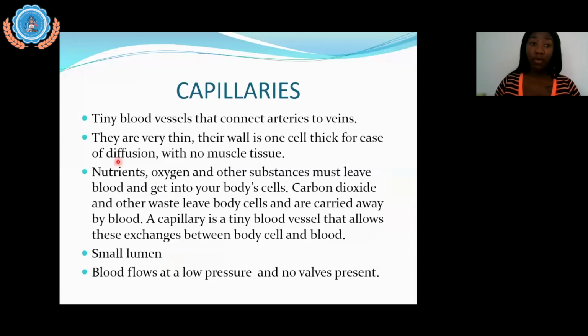So the third one are capillaries. Capillaries are tiny blood vessels that connect arteries to veins. They are very thin. Their wall is only 1 cell thick, for ease of diffusion. And as we know from grade 10, diffusion is what? The movement of a substance from an area of high concentration to low concentration. And this is done with no muscle tissue.